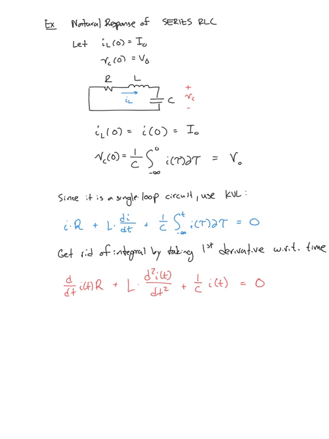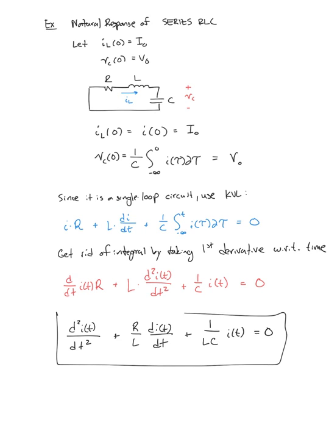Okay, so now let's divide each term by L in order to rewrite this differential equation with the d squared i/dt squared term first, without a coefficient. So doing so, again dividing each term by the quantity L, I get d squared i/dt squared plus R over L di/dt plus 1 over LC times I. And this is the second-order differential equation that represents the series RLC circuit.